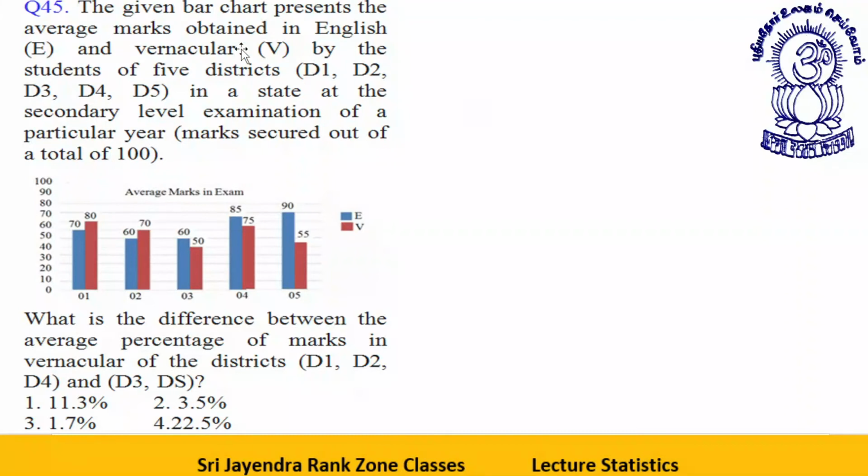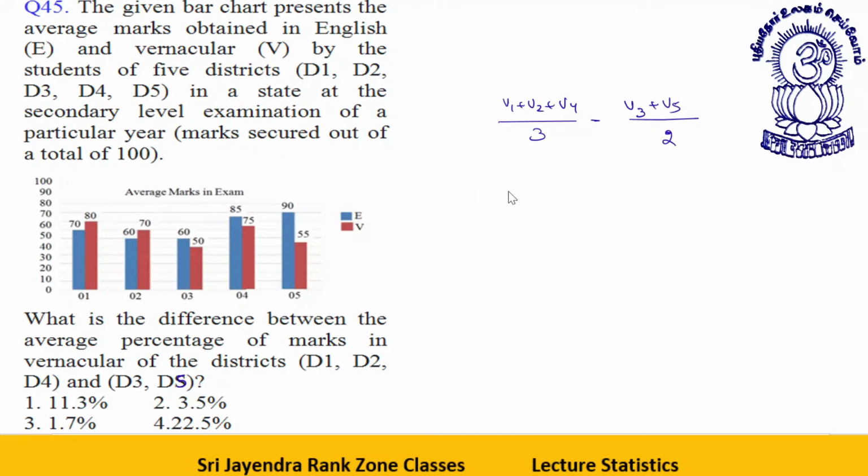The given bars represent again the same thing, English and vernacular. What is the difference between the average percentage of marks in vernacular of the districts D1, D2, D3 and of D4, D5? You have to find in vernacular, that is V1 plus V2 plus V3, vernacular for district 1, vernacular for district 2 plus vernacular for district 3, divided by 3, minus vernacular for district 4 plus vernacular 5. What is the difference between the average percentage? So this will be divided by 3, this will be divided by 2.